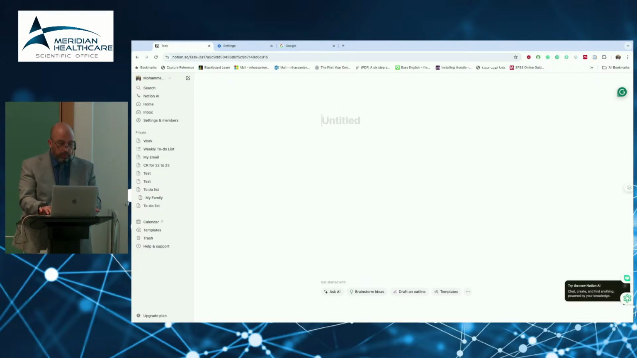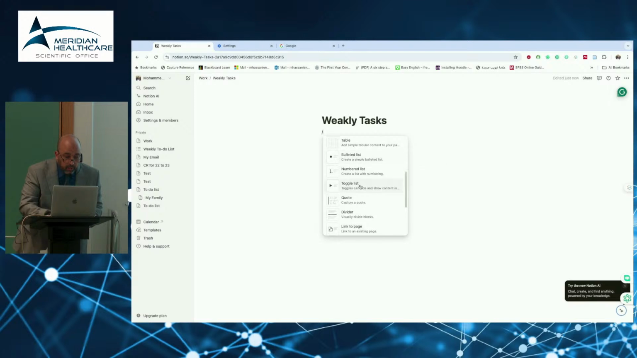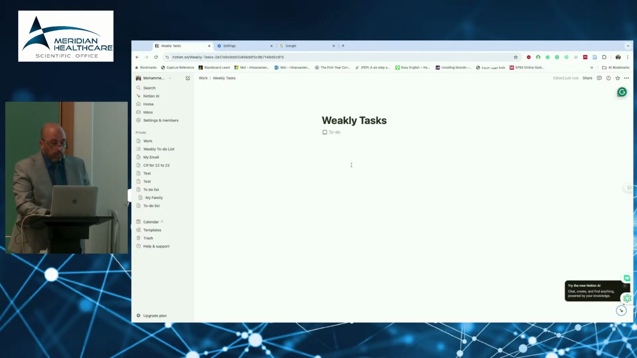Tasks. Our weekly tasks. So this is a new page inside Work. Enter slash. From this I choose the to-do list. Where is the to-do list? It is here. I write here: meeting, departmental meeting. Writing report.